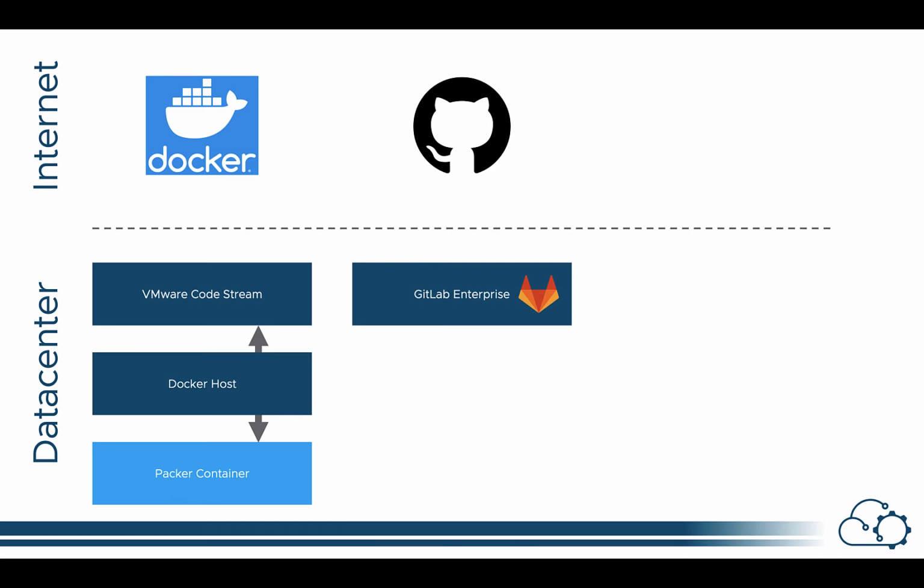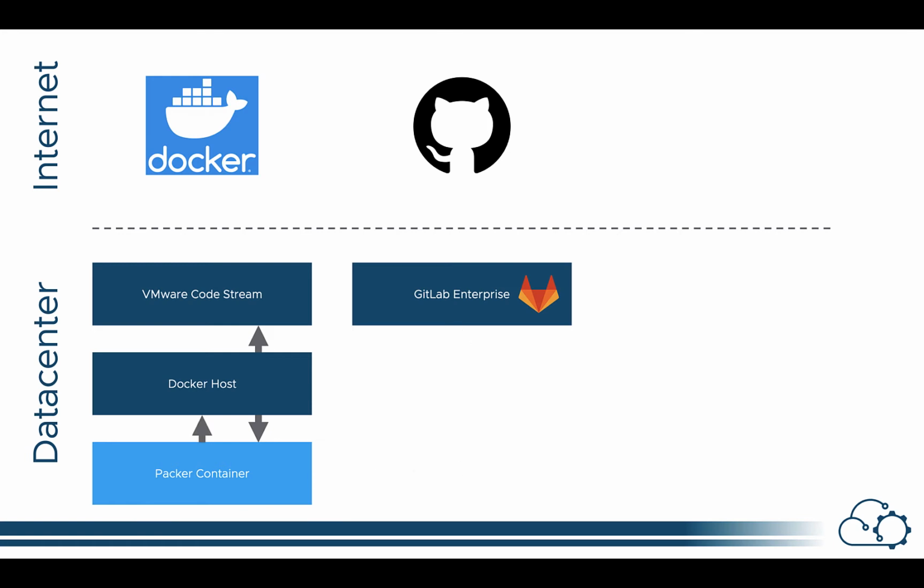Now CodeStream will install a process into the container that enables a two-way communication process between CodeStream and the container. And one of the first tasks the container will execute is to clone the Packer repository from GitLab Enterprise.